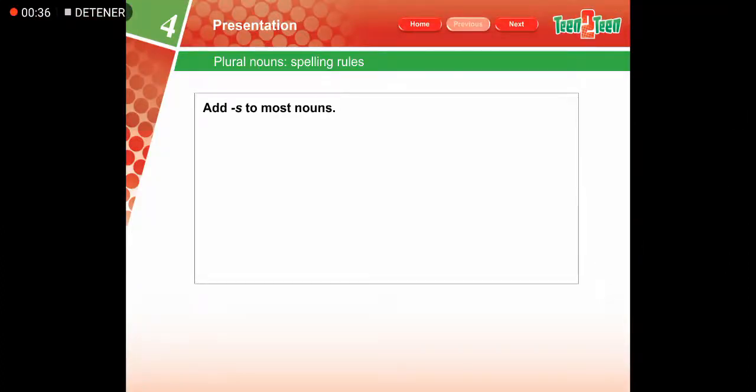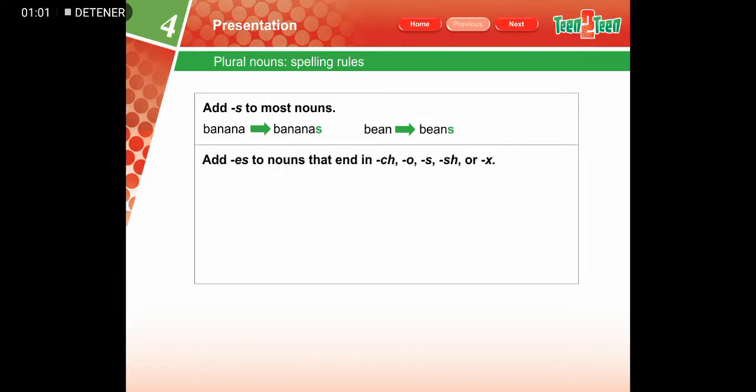Okay. First of all, we're gonna see the plural nouns. Vamos a ver spelling rules, reglas de deletreo y los sustantivos en plural. Add s to most nouns. Hay que agregar s a la mayoría de sustantivos. So we have banana, bananas. Bean, beans. Add es to nouns that end in ch, o, s, sh or x.